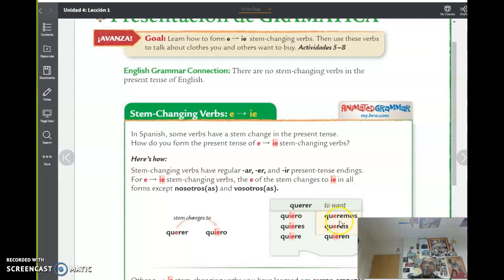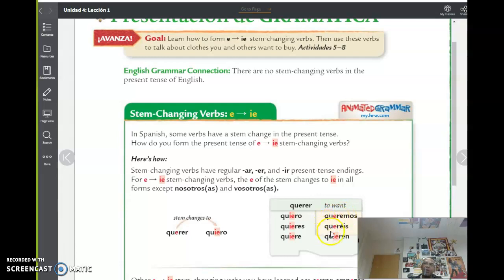There isn't, okay? So, for example, here, querer is the verb, to want. Notice that there is an extra I right there. And you say, quiero. I want. Yo quiero. Quieres. You want. Quiere. He wants. She wants. Usted wants. Queremos. We want. There, in the nosotros, there is no change. There's no addition. There's no I. Do you notice that? Right here.